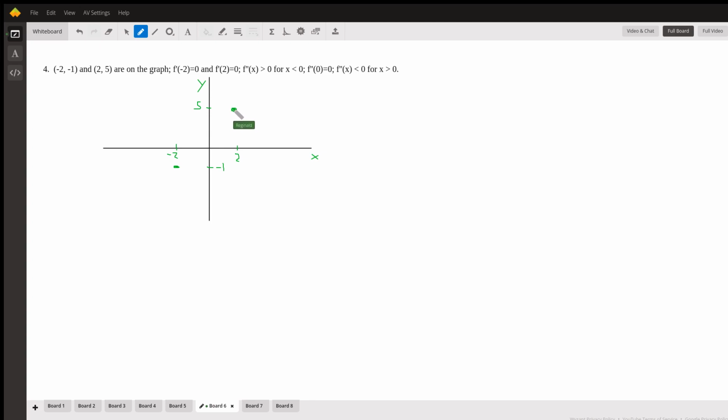So f prime of -2 is 0. Okay. So here's -2. I'm going to draw a black line through this. And f prime of +2 is also 0. So I'm going to draw a small black horizontal line through this.